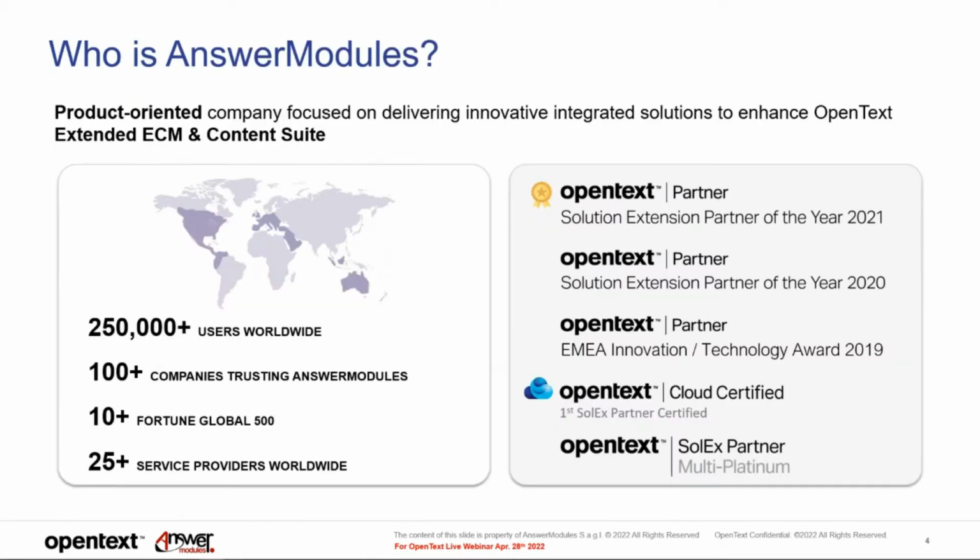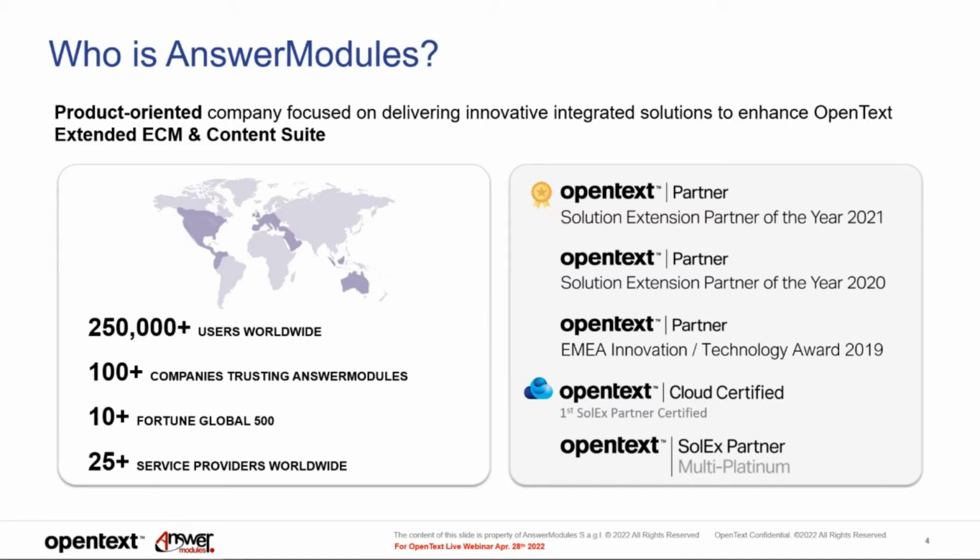So with that, maybe just a quick word on who we are. For those of you that don't know us, we are a product company. We are based in Switzerland, and we are focused exclusively on providing solutions for the extended ECM and Content Suite platforms. At the moment, we have a quite interesting user base of over 250,000 users worldwide, with a little over 100 organizations that are leveraging and trusting our technologies for various needs and use cases. But we also have an extensive network of partners that are knowledgeable on our product.